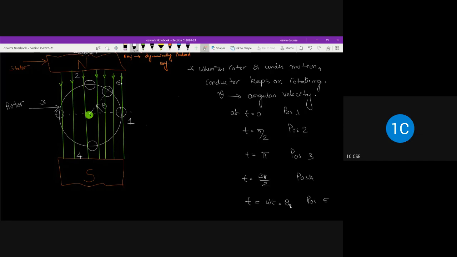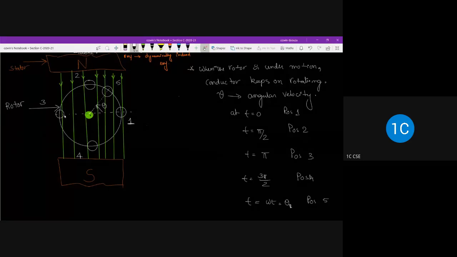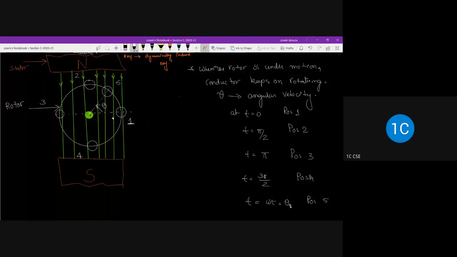Now, we have assumed different positions. Let's say it is along the x-axis, then it occupies the y-axis, then again comes to the x-axis, then again the negative y-axis, and comes to the rest position, which is position 1. Then we have also assumed a position which is inclined at an angle theta with respect to the reference.